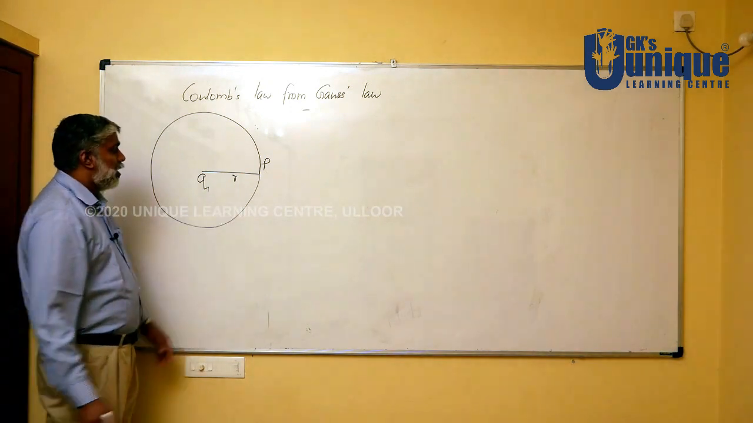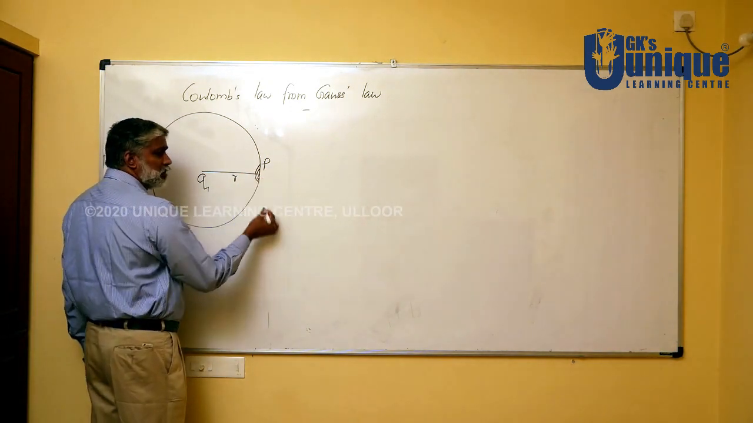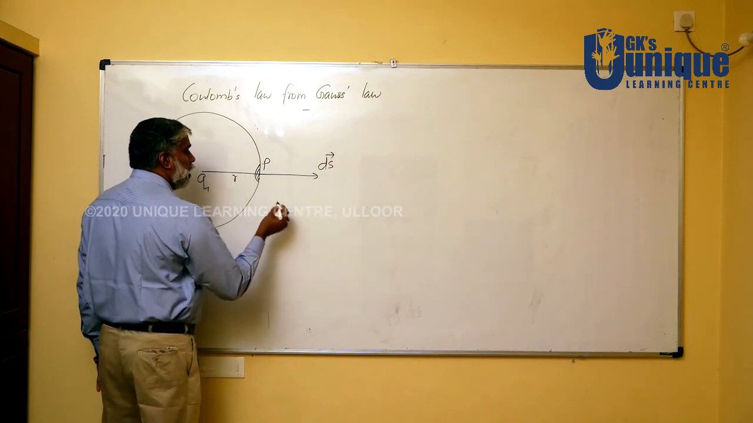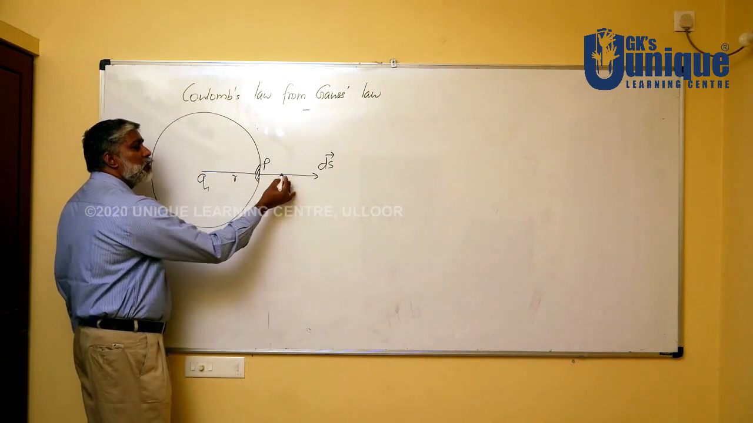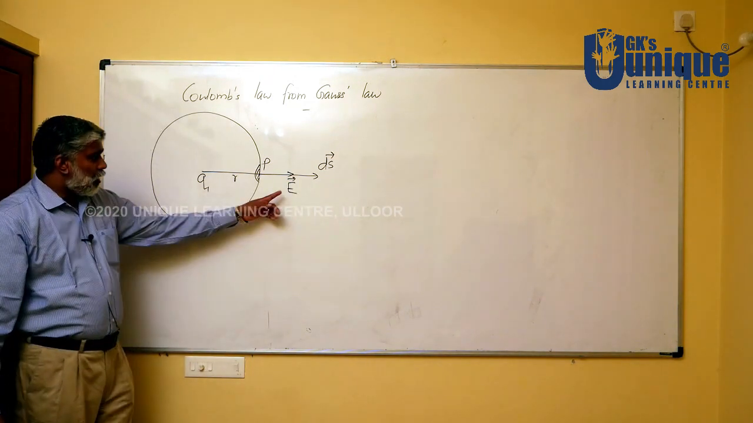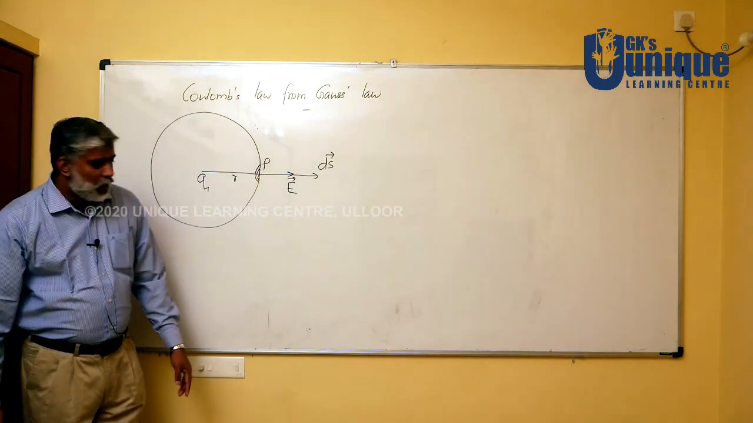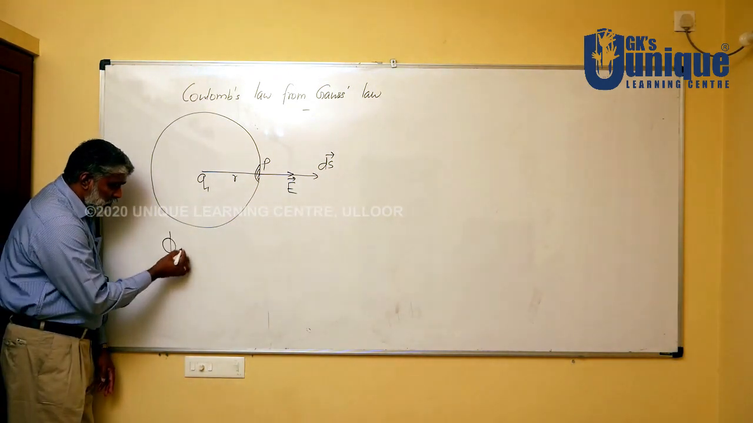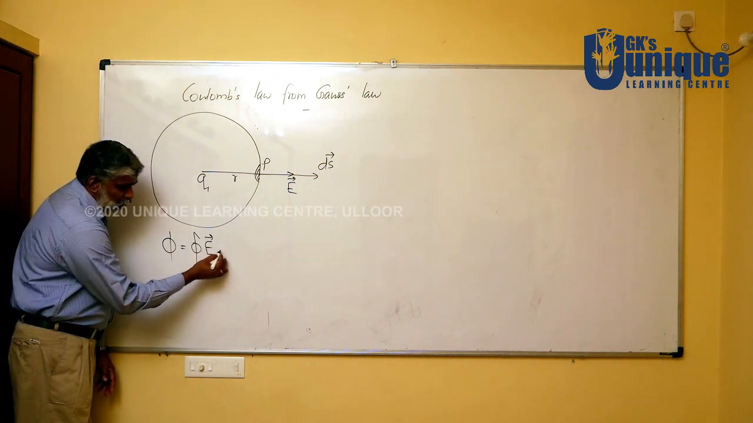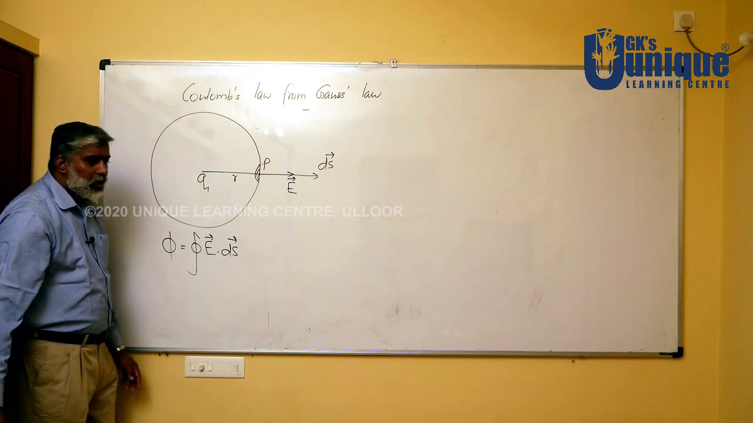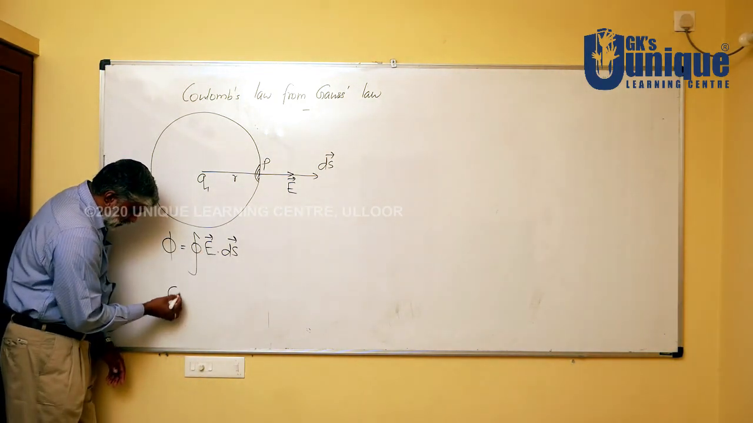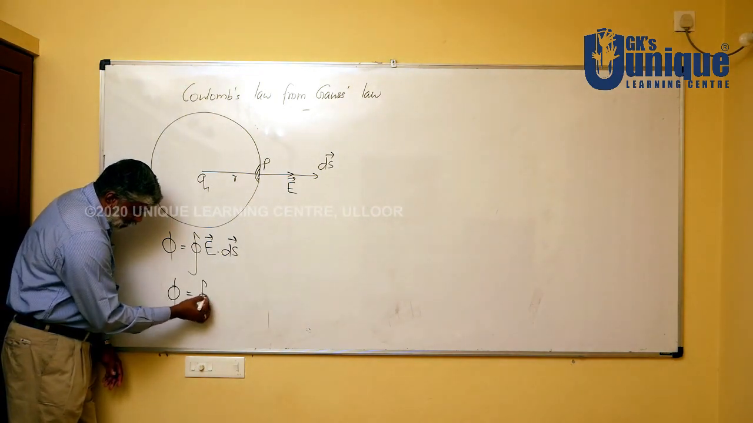Then, at P, a small area is considered. The area vector will be perpendicular to it. At P, the electric field also will be outwards because the charge given is positive. Angle between E and ds will be 0. Then we know the general equation to calculate flux. What is the flux? Flux is equal to closed integral E dot ds. Angle between E and ds is 0. So E dot ds becomes E ds. So flux is equal to closed integral E ds.